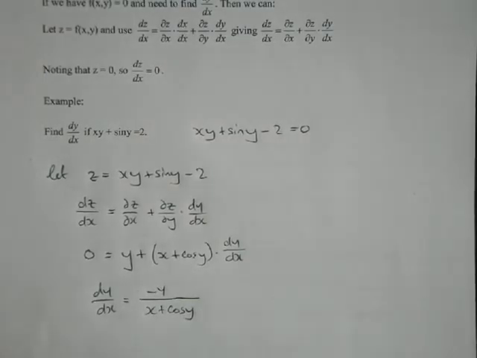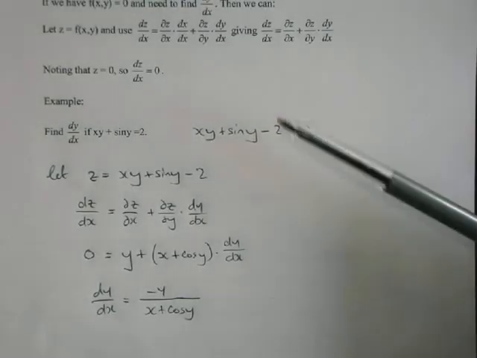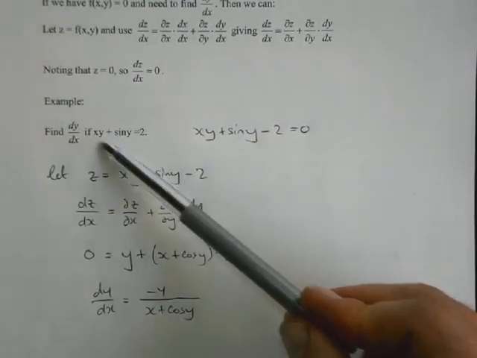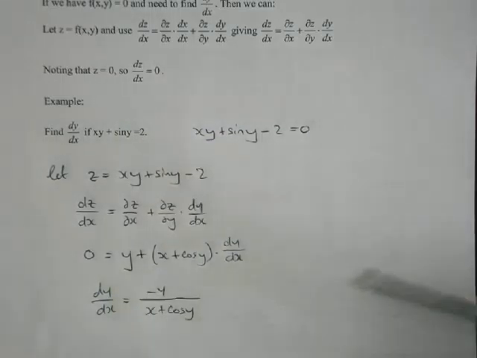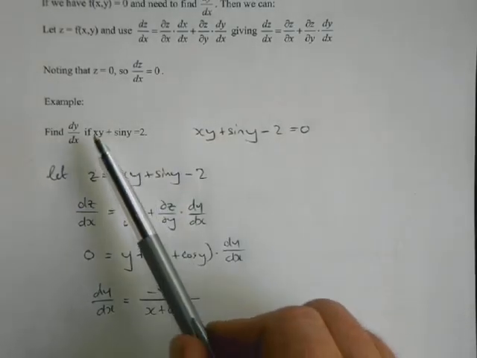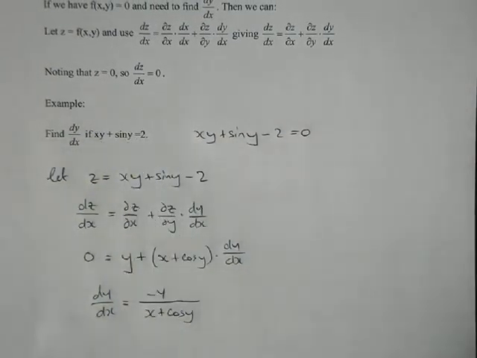x plus cos y. Okay, so we started off with a function in x and y, and we've managed to find out what the derivative of the function dy by dx is. So if we drew a graph of this, that's what the slope of it would be.